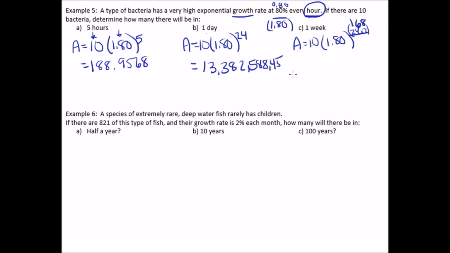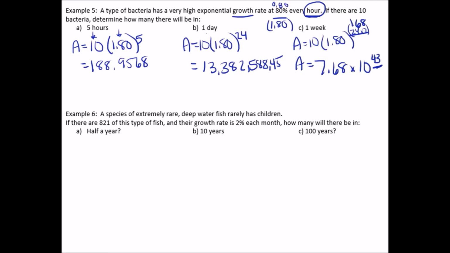13,382,588.45. Okay, that's a lot. And in a week, I don't even know if the calculator will calculate it because it's going to be so big. The calculator gives 7.68 times 10 to the power of 43. So there are actually 43 or 44 digits in here. So it's quite ugly. It's a very, very big number.